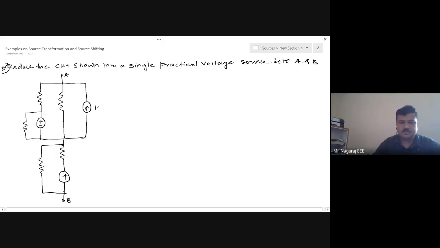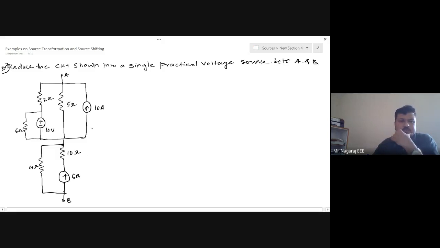This is 10 amperes. This is 5 ohms. This is 2 ohms. 10 volts. 6 ohms. 4 ohms. And 10 ohms. This is 6 amperes. So this is the circuit given.